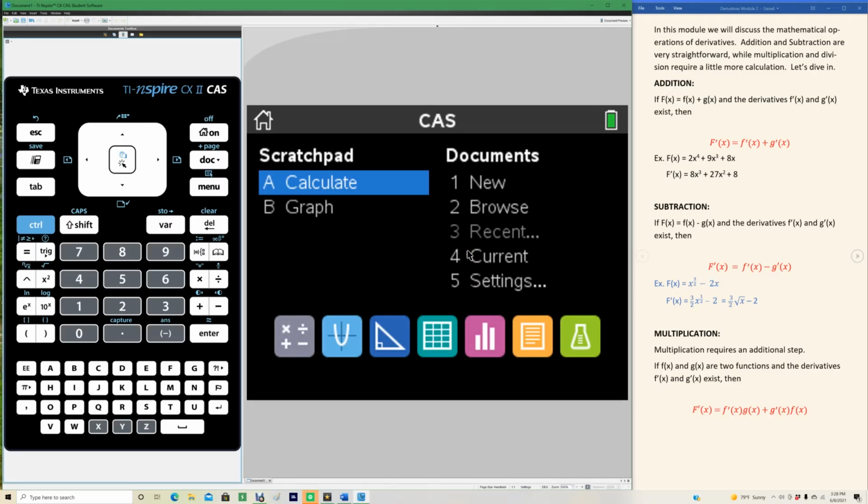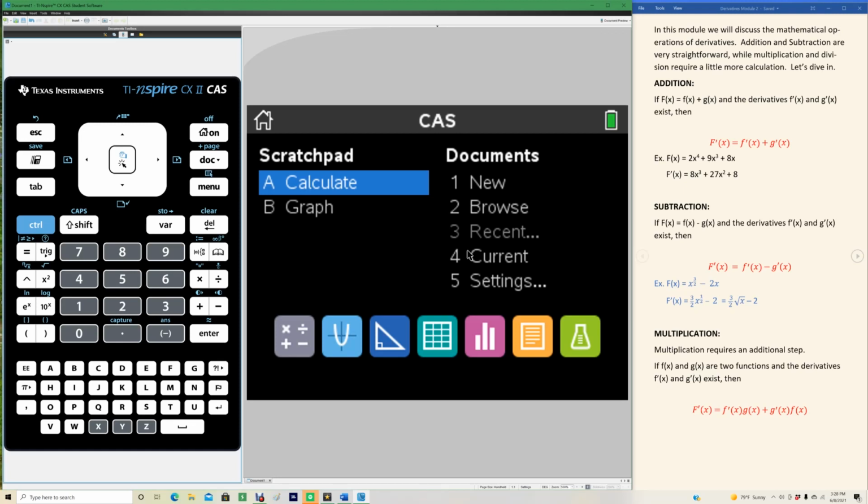Hello and welcome to Web Math Academy, where today we're going to continue our discussion on derivatives by using mathematical operations such as addition, subtraction, multiplication, and division. Addition and subtraction are pretty straightforward. Multiplication and division, they require some additional steps.